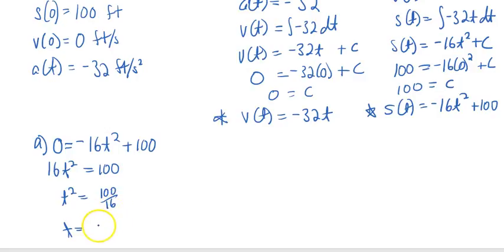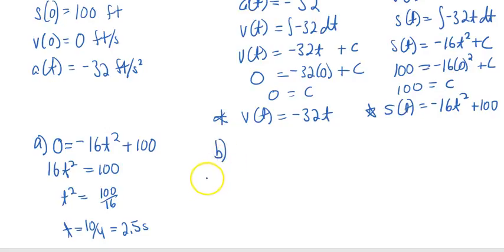square root of 100 is 10, square root of 16 is 4, so we're looking at positive and negative 10 fourths, but sometimes one doesn't make sense. So the negative 10 fourths does not make sense. And so we just go with 10 fourths. But since we're talking about time, it's probably better to get a decimal, which would be 2.5 seconds. So it hits at 2.5 seconds.